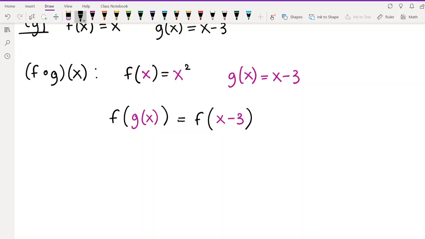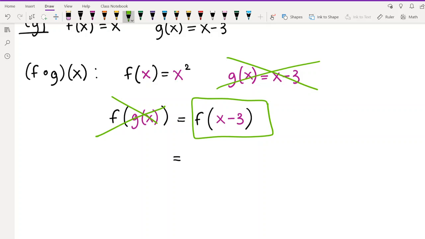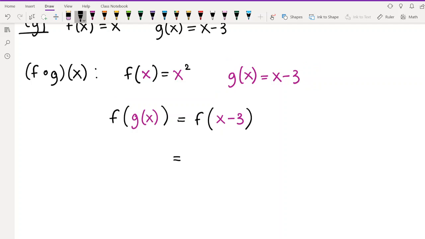So now how do we evaluate this? Well, this goes back to the first week of class, right? In the first week, we were talking about evaluating functions at expressions, and that's exactly what we're doing now. You can forget about g of x, forget this ever existed, and focus in on this. How do we evaluate f of x minus 3? Well, we just replace x with x minus 3 in the formula.